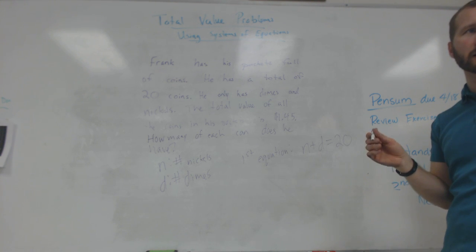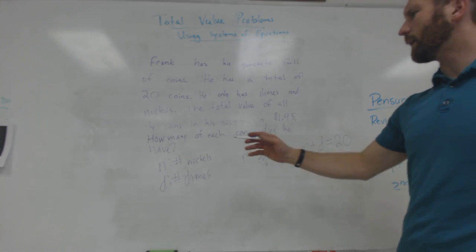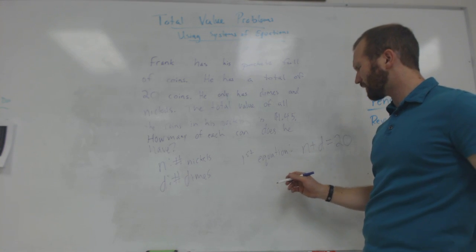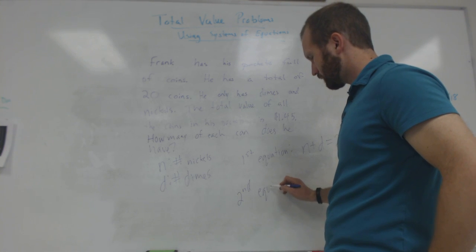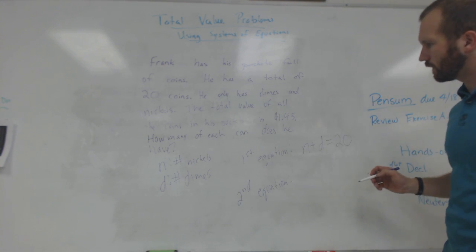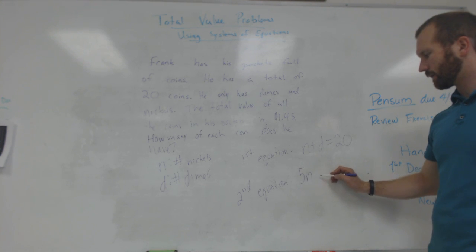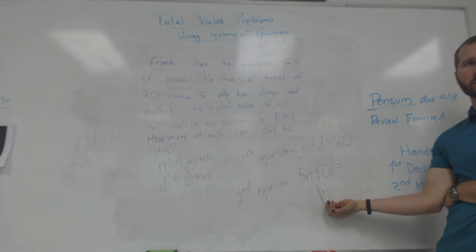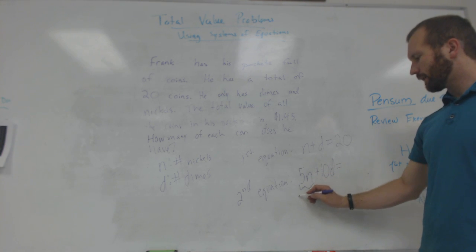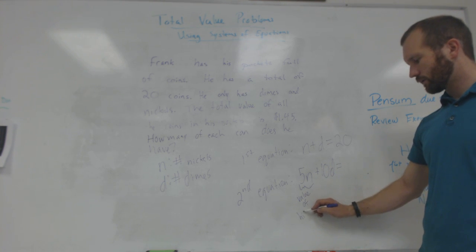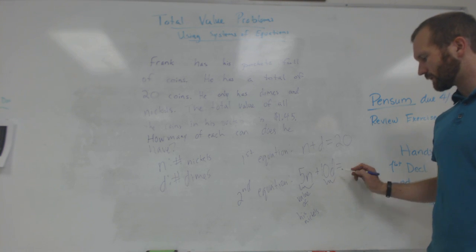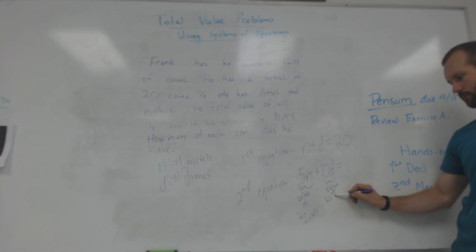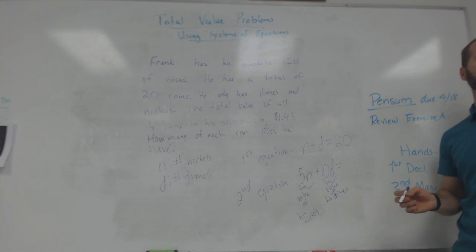And for this, we're going to use this idea of total value. Okay? When we write the value of a coin, it's not just going to be n. N doesn't represent how much a nickel is worth. So instead, we're going to write it like this. I could write 5n plus 10d equals something. The 5 stands for how much a nickel is worth. So when I say 5n, that's the value of his nickels. So what is 10d? The value of his dimes.